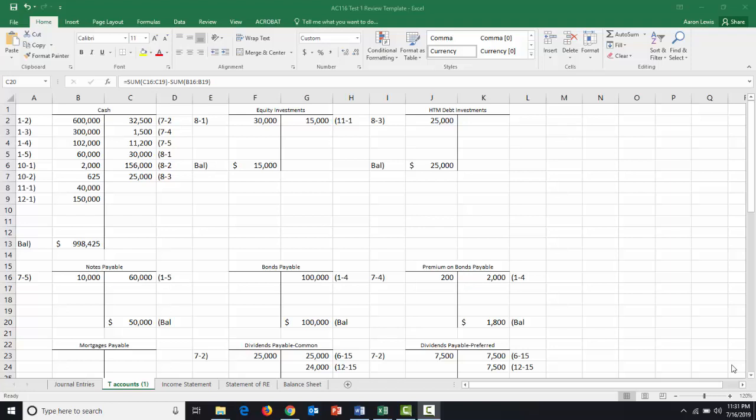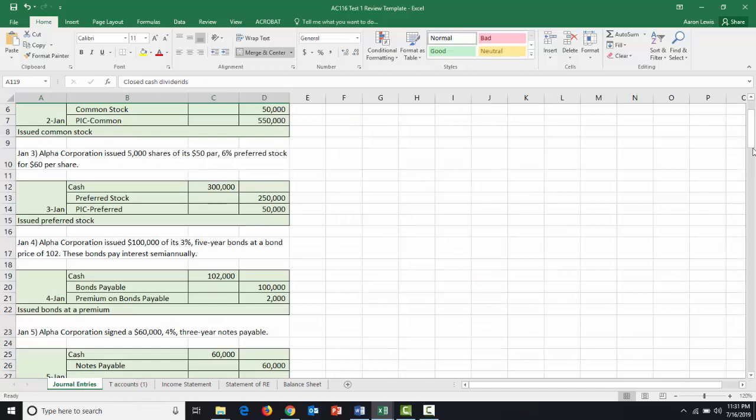Now we have all our journal entries done, we can start filling out our T accounts. I've already filled out the T accounts because it's a very time consuming process, but I will talk briefly about the best way to use Excel to fill them out. In your template for your test, you're going to have T accounts for all of the accounts that you use. Best way to go about it is to go through your journal entries and see what is in them.